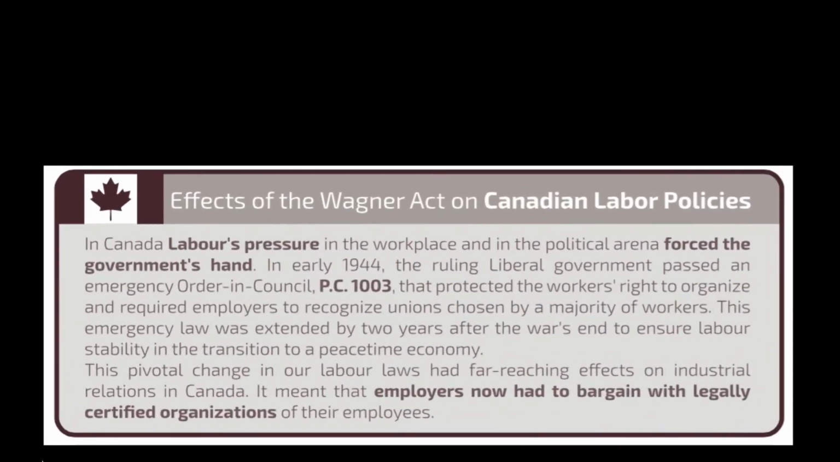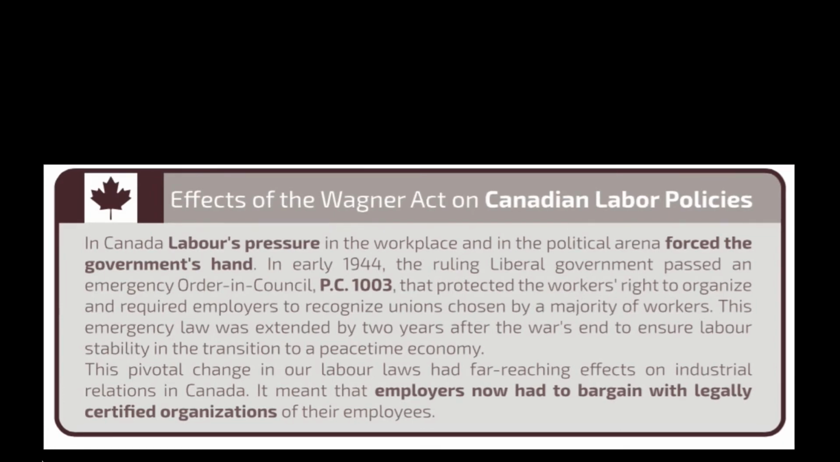In Canada, labor's pressure in the workplace and in the political arena forced the government's hand. In early 1944, the ruling Liberal government passed an Emergency Order in Council, PC 1003, that protected the workers' rights to organize and required employers to recognize unions chosen by a majority of workers. This emergency law was extended by 2 years after the war's end to ensure labor stability in the transition to a peacetime economy. This pivotal change in our labor laws had far-reaching effects on industrial relations in Canada.